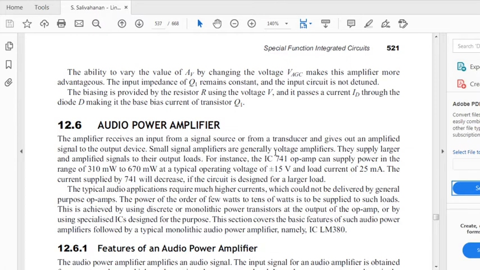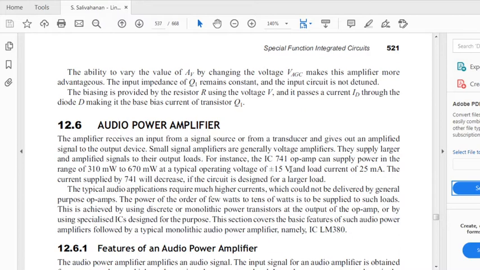If you consider the IC741, it can supply output power in the range of 310 to 670 milliwatt. This is not suitable for higher current applications. For example, a typical audio application requires higher currents, and this can't be delivered by your op-amp. So you need specialized monolithic ICs that can amplify audio signals. That is what we are going to see today.